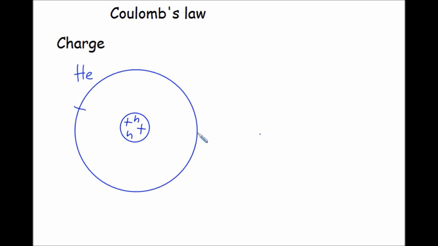So if this atom of helium is now brought next to another atom that is negatively charged, there will be a force of attraction, because helium is now not neutral. It will gain an electron and become neutral.